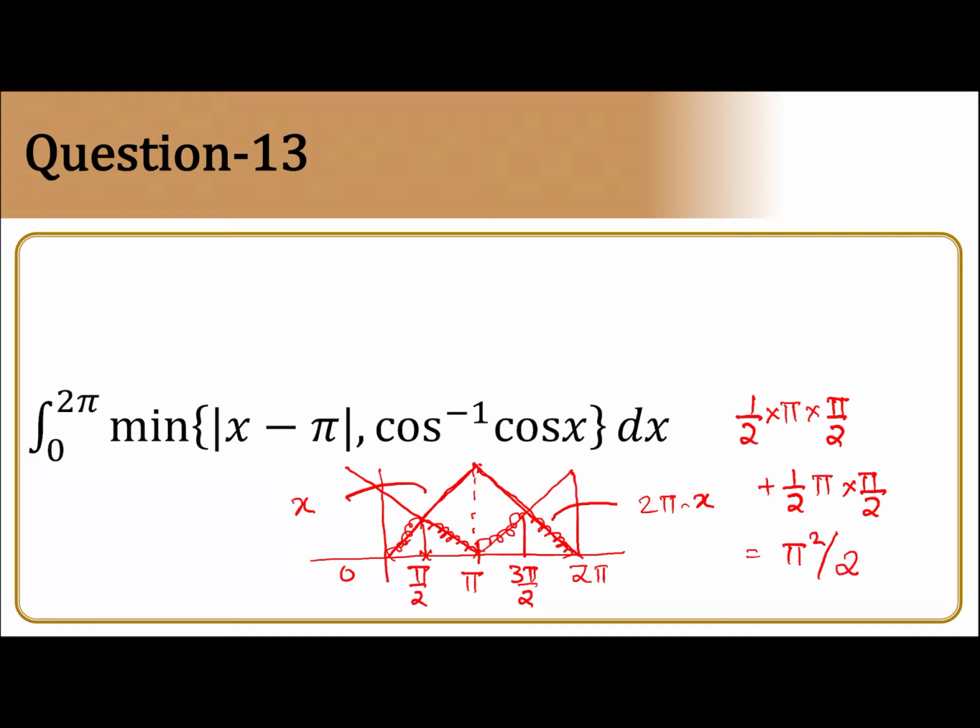So for this problem, rather than putting the values and breaking the interval, if you know the graph accurately, you break the graph and graphically find the area of a triangle. Easily you will get pi square by 2 without wasting much time. You can do this problem in a limited time interval. Pi square by 2 you will get.